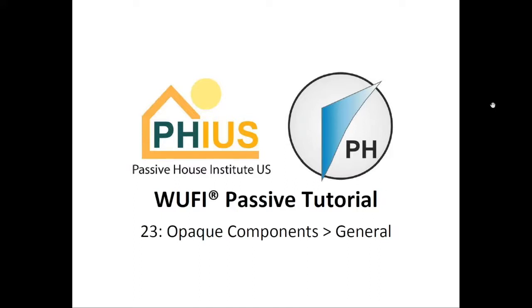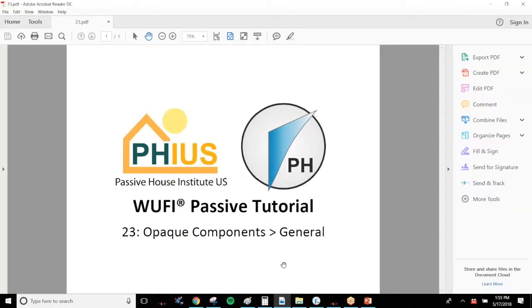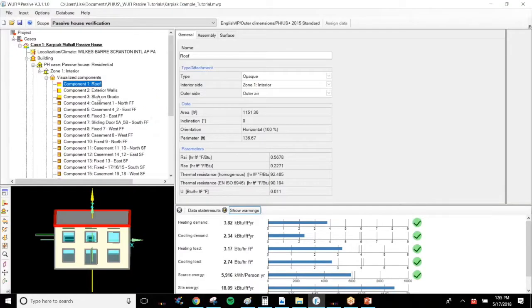This is a short tutorial on the Opaque Component General tab in WUFI Passive. So when you're in WUFI Passive and you've imported geometry, you'll see that all your geometry shows up as little icons over here. We're going to be talking through just the Opaque Components General tab.